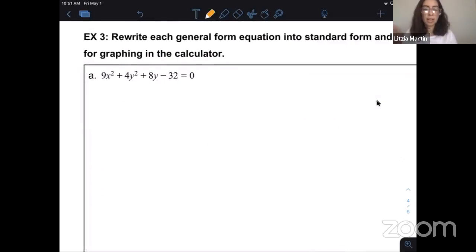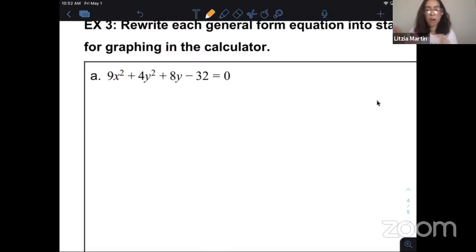So we have 9x squared plus 4y squared plus 8y minus 32 equals 0. We want to write this in standard form. So the steps are actually all the same as it was with the circle. So here's our time to practice that. What we need to do is get all of our x's together and then all the y's together. So we actually only have one x term. So we'll put that there.